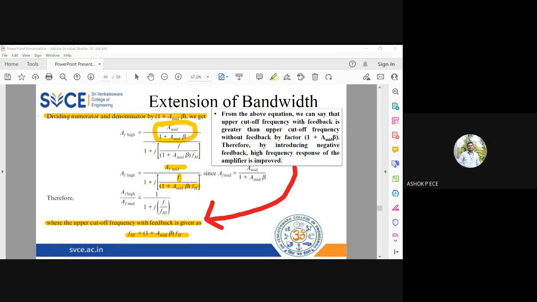So as we predicted, the lower cutoff frequency got reduced. Okay, the lower cutoff frequency got reduced. The upper cutoff frequency got increased. So naturally, I can say the bandwidth is going to be improved.